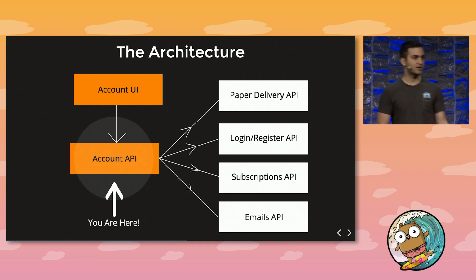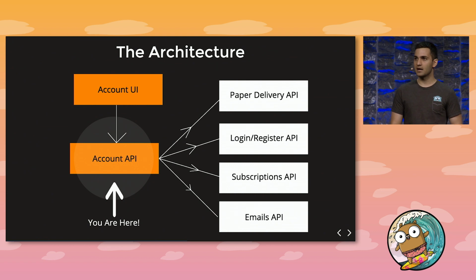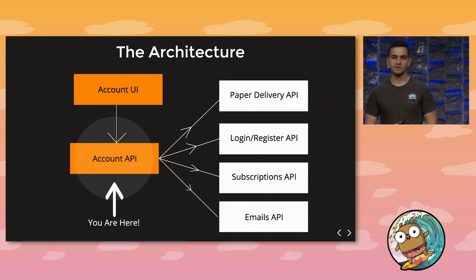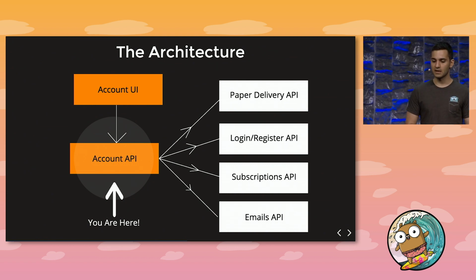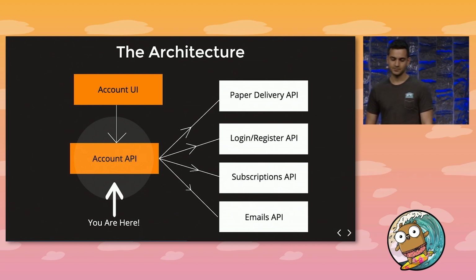We have a typical login and register API so that you can sign in or sign up. And you have a subscriptions API. We have different products, so the subscription API tells you if you're a subscriber or not. And maybe an emails API. Let's say you forgot your password, we want to send you an email. And the accounts API talks to all of them under the hood.